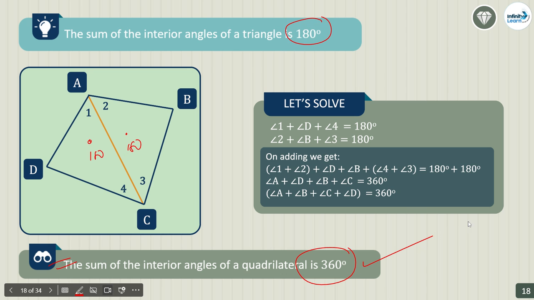Write down this in your copy. The sum of interior angles of a quadrilateral is 360 degrees. Clear? The sum of interior angles of a quadrilateral is 360 degrees.